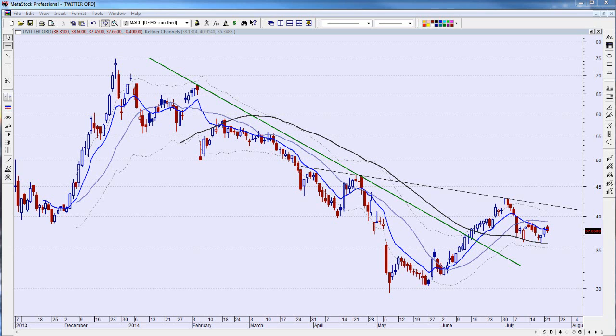I've got this posted on my education page on my website also. Let's take a look at Twitter. This is the entire trading of Twitter since November 2013. It hasn't even been 10 months. I guess we're 9 months into this thing.